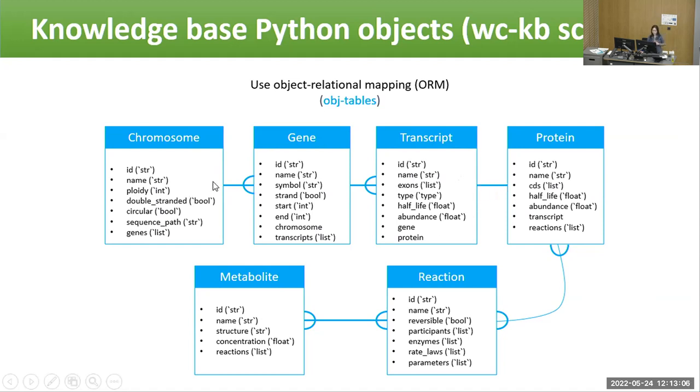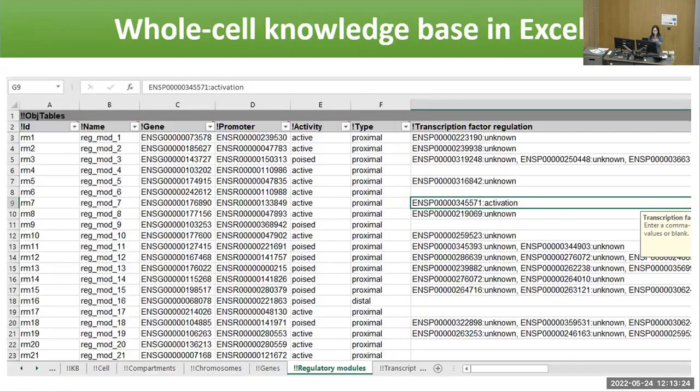With this kind of relational mapping, it made it easier for us to traverse across these relationships if you want to, say, trace information about a particular protein back to a chromosome and a gene. So that's what it looks like in the schema in Python objects. Here I show you a screenshot of what it looks like in Excel. Each class has its own worksheet, each row is an instance of that class, and each column is an attribute of that class.